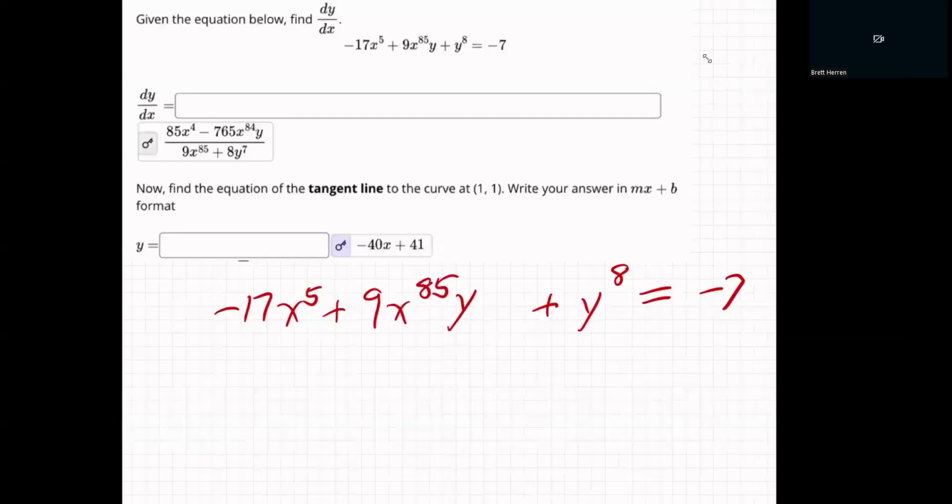Okay, so on this one, we are going to step one. They want dy/dx, which is the same as y prime. So I'm going to take the derivative of the left side and the derivative of the right side. Okay, let's take the derivative.